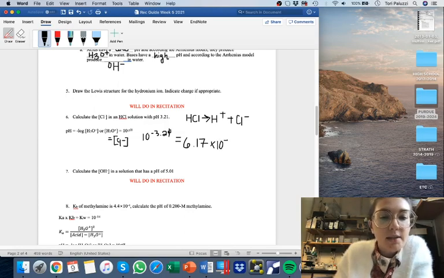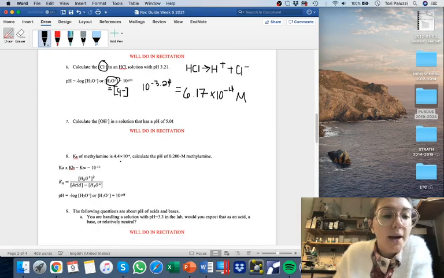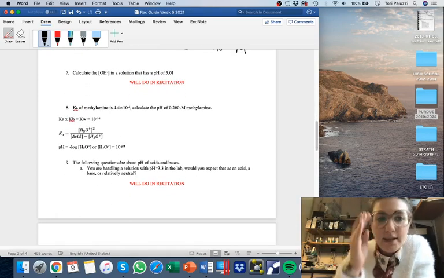So again, this is going to be 6.17 times 10 to the minus 4 molar, which is going to equal not only the hydronium ion, but also our Cl minus. Okay, next is number 8, getting the Kb value.